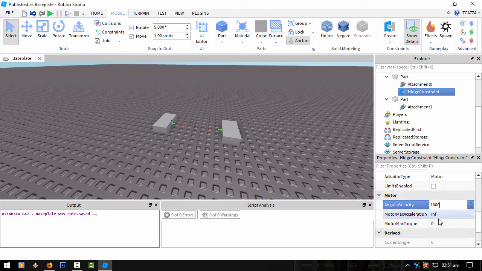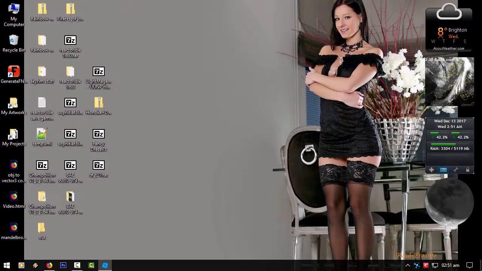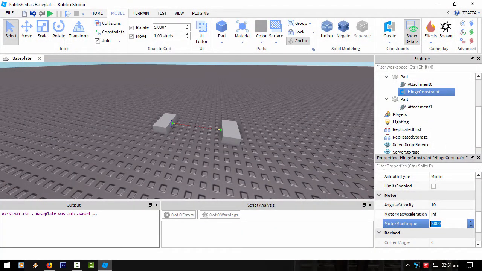Like, let's put our angular velocity up somewhere. No, let's not do that. That's the wrong thing. I'm thinking about something else there. Let's do 10 and put the torque up high so we can actually see it rotating. The velocity is how fast it rotates, and the torque is how hard it wants to rotate. Mouse, behave yourself, will ya? Right, let's just put that to 1,000, I think.